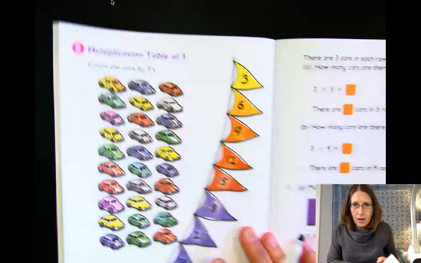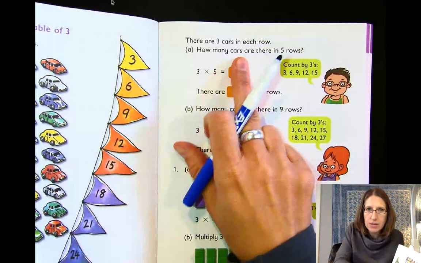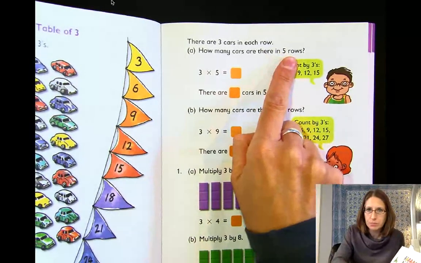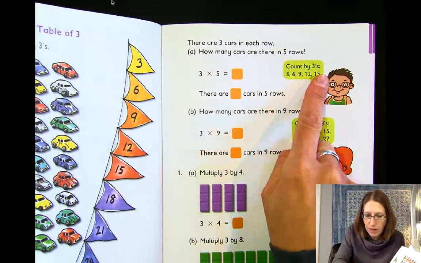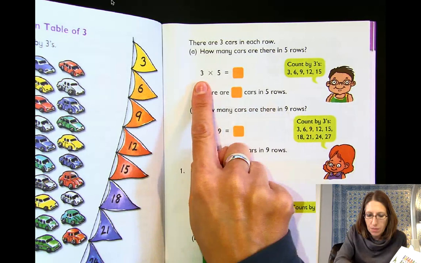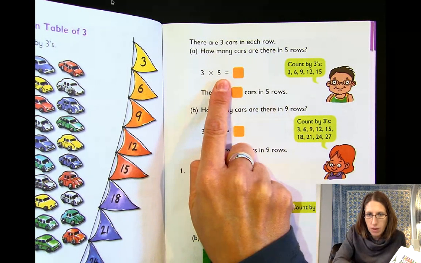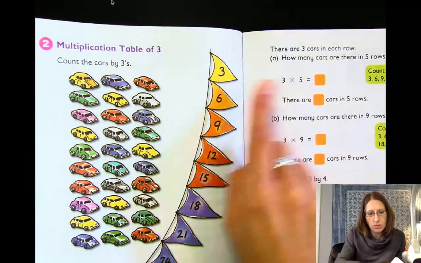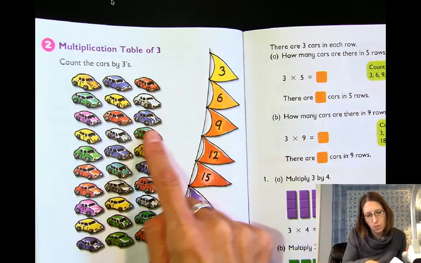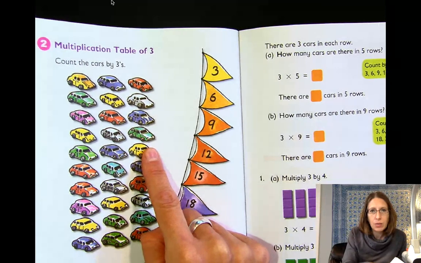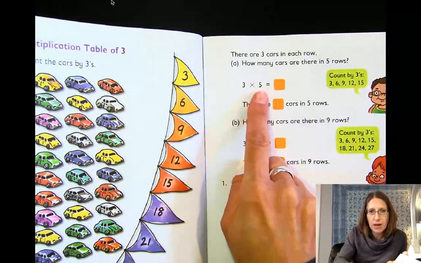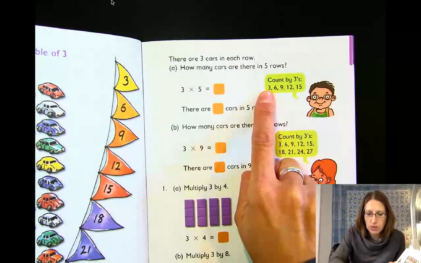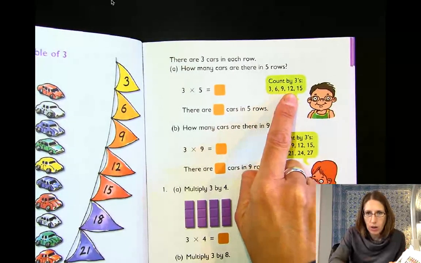So let's take a look here. It says there are 3 cars in each row. How many cars are there in 5 rows? Well, we can count by 3's. If we're trying to figure out 3 times 5, because there are 3 cars in each row, how many cars are there in 5 rows? 1, 2, 3, 4, 5. So we can count by 3's 5 times. And this person is helping us count by 3's, and here it says 3, 6, 9, 12, 15.